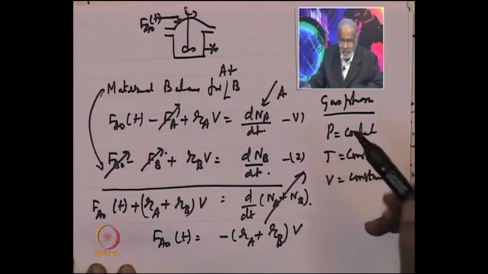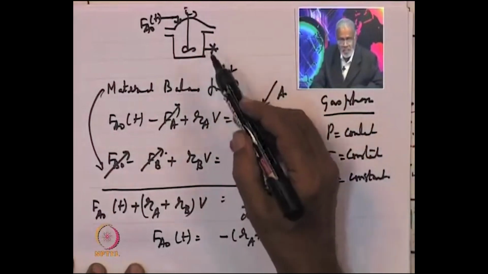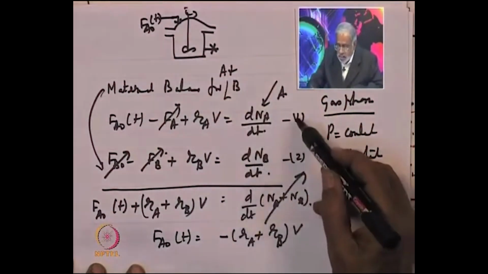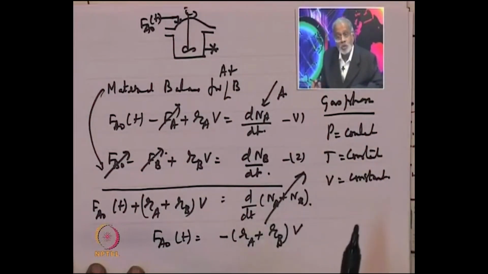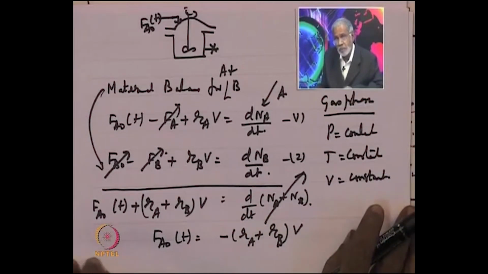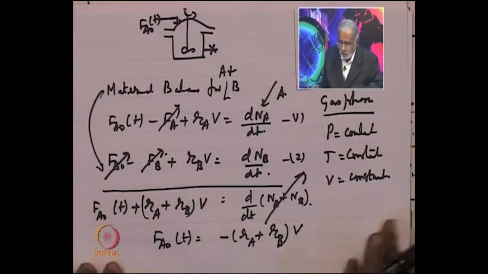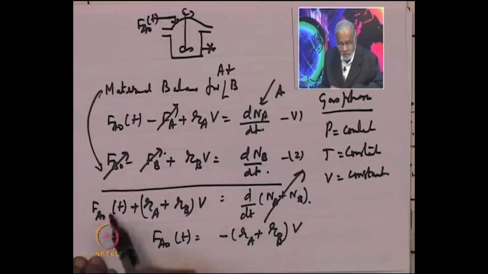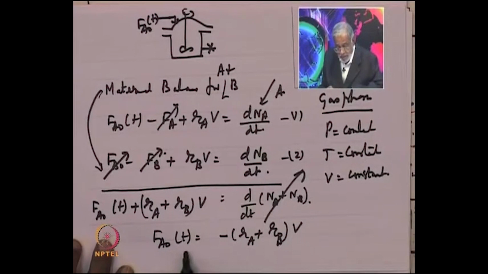Therefore, we should expect that the number of moles inside this equipment from the time we start this process would not have changed. In other words, if you add equation 1 and 2, d by dt of Na plus Nb, the right hand side should go to 0. That is the requirement of the problem statement, because pressure is constant, temperature is constant, volume is constant. Therefore, if we add the left hand side, Fa0 which is a function of time plus Ra plus Rb multiplied by V becomes 0. Therefore, Fa0 at any time t is equal to minus of (Ra plus Rb) times V.